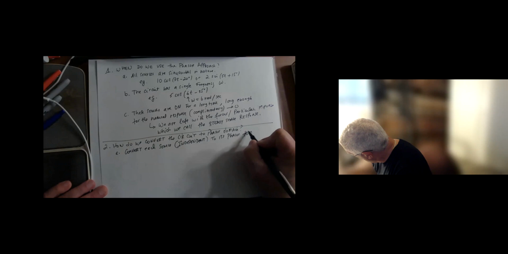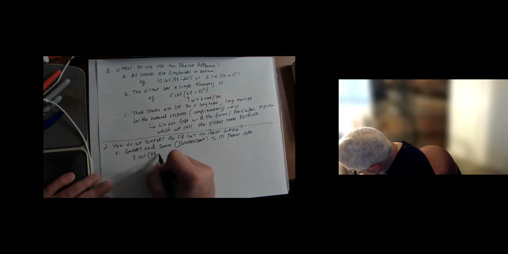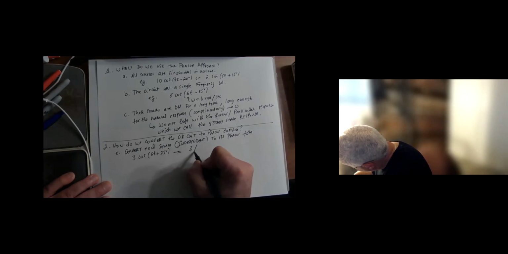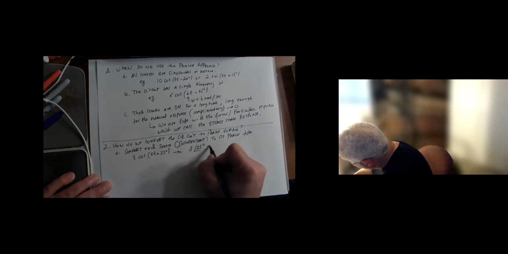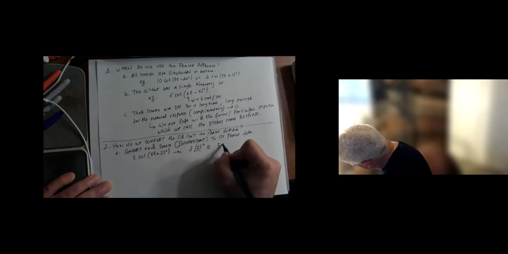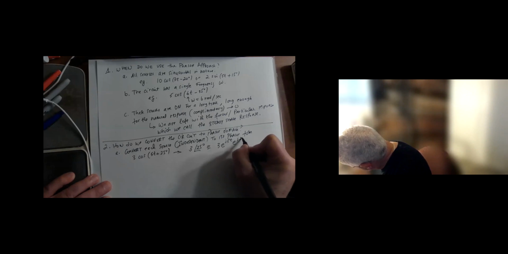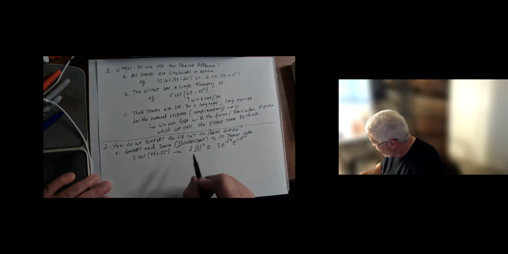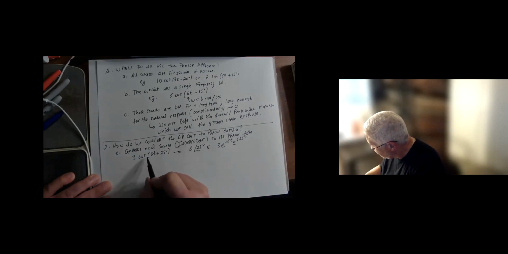Okay, so what I'm talking about here, if you have a source that is 3 cosine 5t plus 25 degrees, we converted, that becomes 3 at an angle 25 degrees, which really means 3 e to the j 5t e to the j 25 degrees. So when we write this, that's what this means. This is the phasor representation of this.